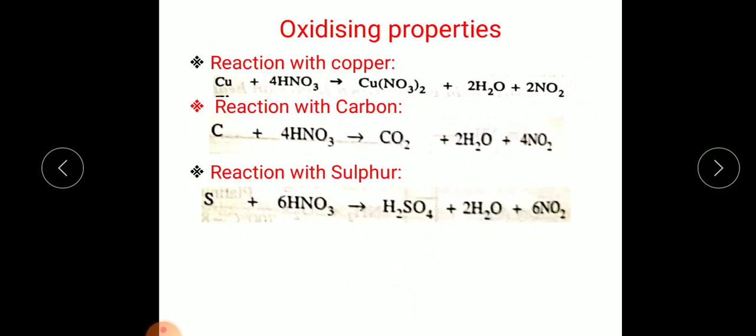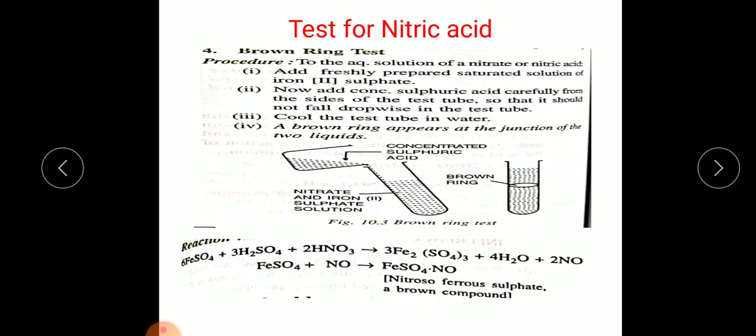Oxidizing properties of nitric acid. Copper reacts with nitric acid to form copper nitrate, water and nitrogen dioxide, and carbon reacts with nitric acid to form carbon dioxide, water and nitrogen dioxide, and sulfur can react with nitric acid to form sulfuric acid, water and nitrogen dioxide. So these reactions show the oxidizing properties of nitric acid.